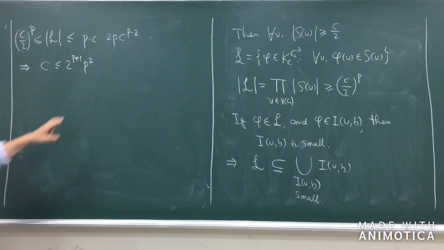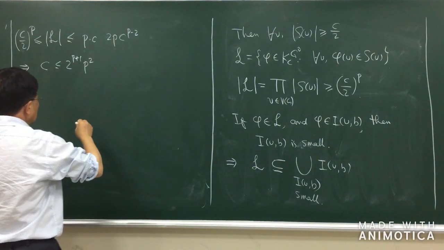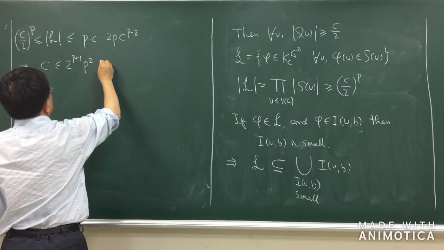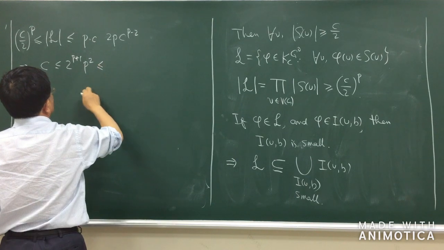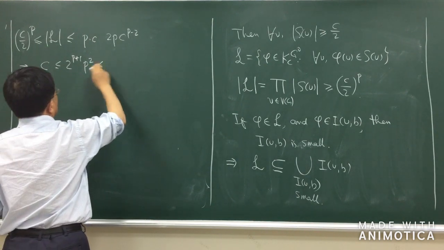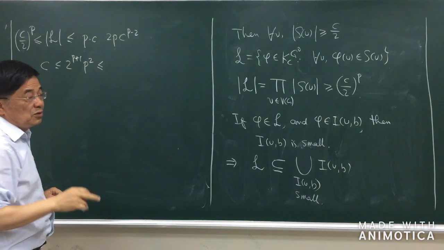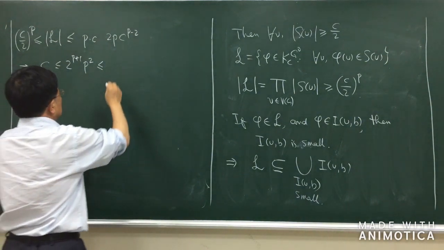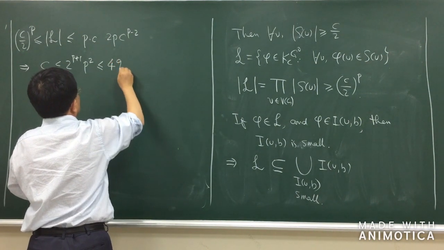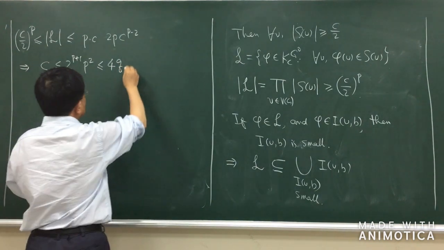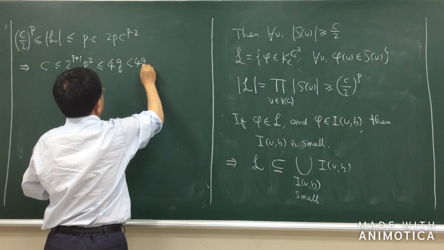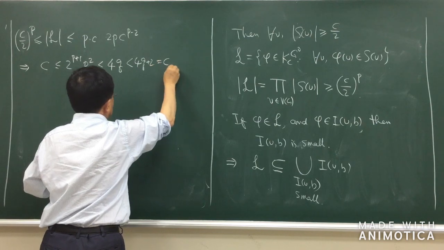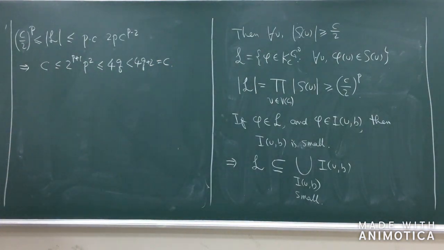But this is... so this is less or equal to what is q. q is greater or equal to 2 to the p minus 1 times p squared. Right? So this is less or equal to 4q. And 4q is less than 4q plus 2, which is c. That's a contradiction. c is less than c, so it's a contradiction. So we have proved this law.